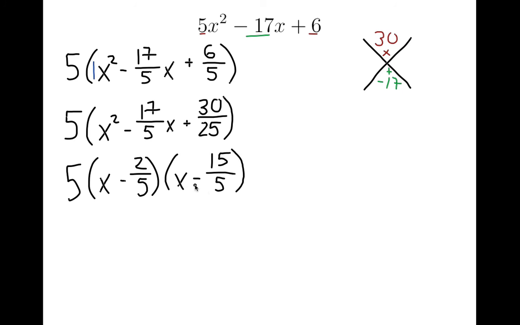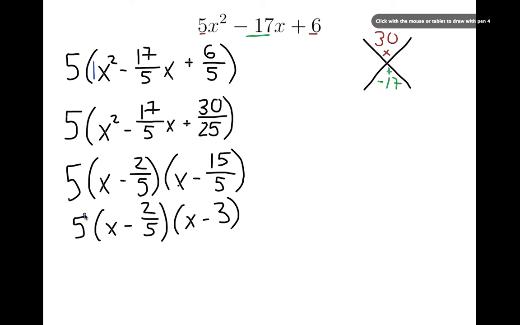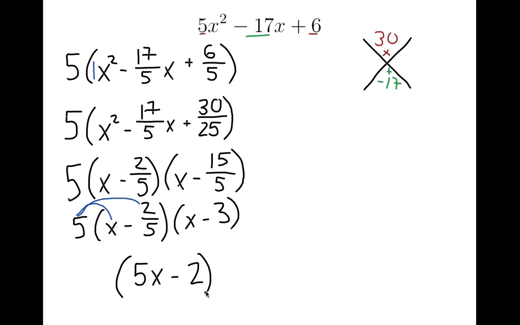Now what I'm going to do is I'm going to simplify where I can, and that's in this last term. And negative 15 over 5 is going to simplify into this negative 3. Now what I'm going to do is I'm going to actually distribute this 5 in this first term. Distributing the 5, I'll get my final answer of 5x minus 2 times x minus 3. And that's actually the same answer I found using bottoms up.